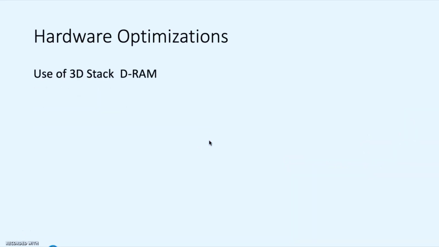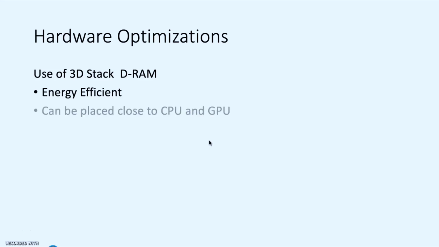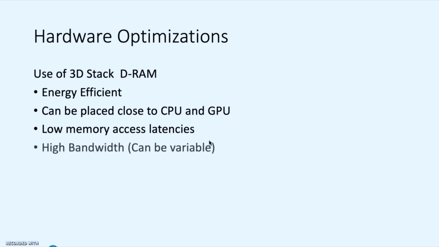And the next thing is the use of 3D stack DRAM. 3D stack DRAMs are highly energy efficient, basically. And the major advantage of this 3D stack DRAM is that you can place these 3D stack DRAMs close to the GPU or CPU, so that there will be low memory access latencies and higher bandwidth. One of the major advantages of 3D stack DRAM is the higher bandwidth.